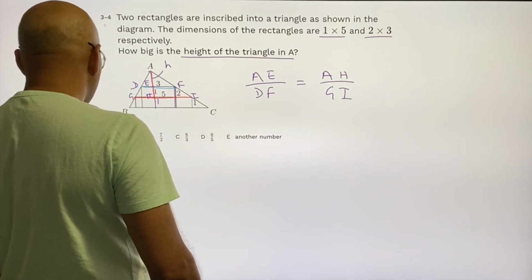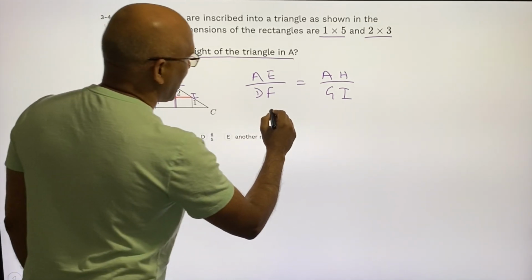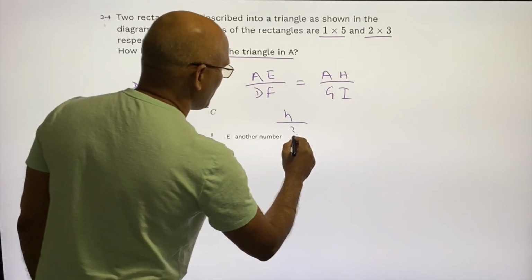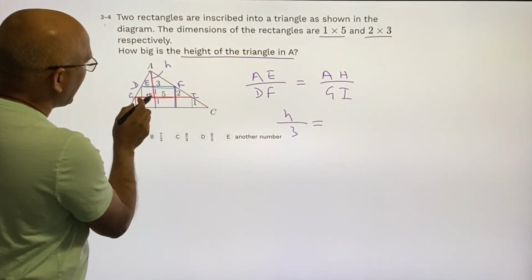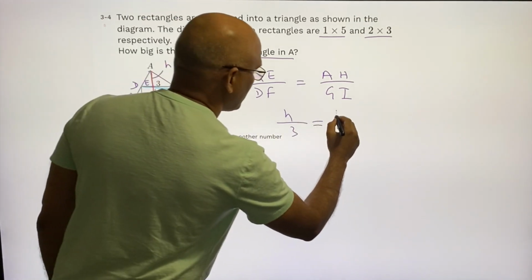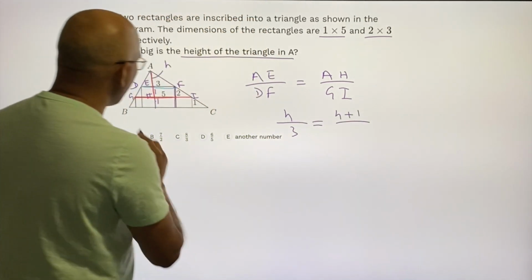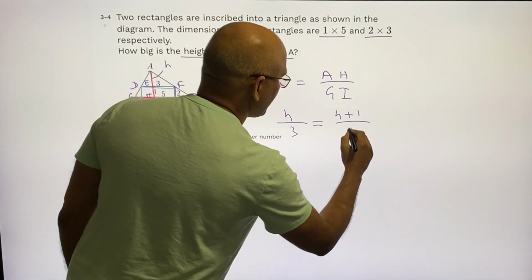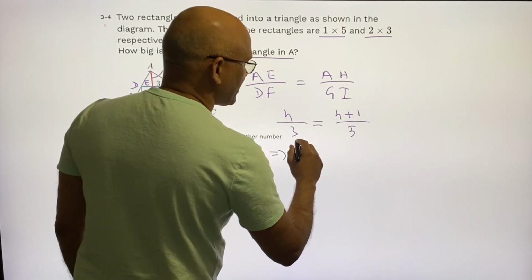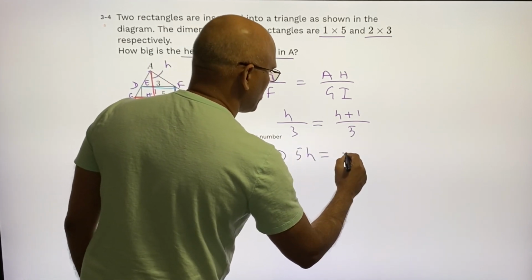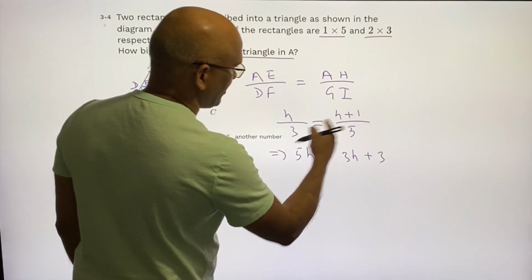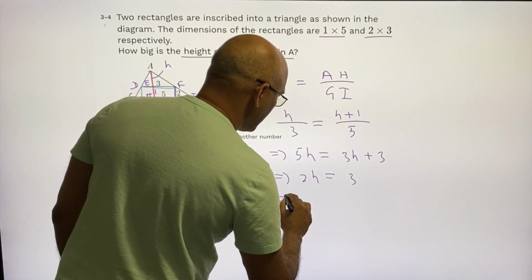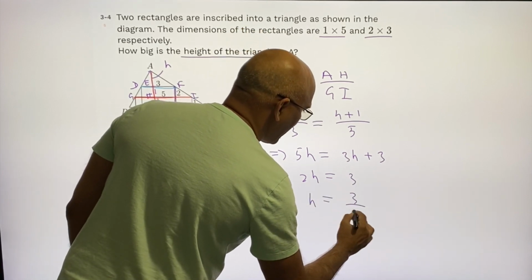AE I have assumed to be H, over DF. DF is going to be 3. AH is going to be H plus 1. GI is going to be, this is 1 by 5, so this is 5, right? So this tells me that 5H is equal to 3H plus 3. So this tells me 2H is equal to 3. This tells me H is equal to 3 by 2.